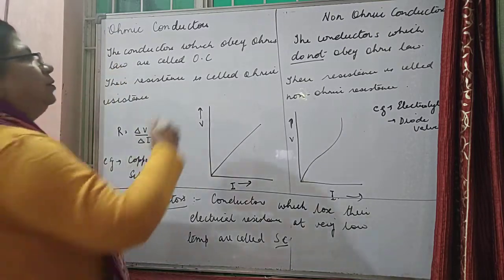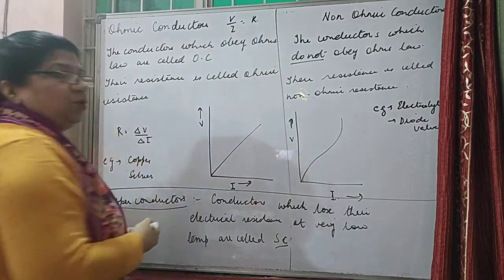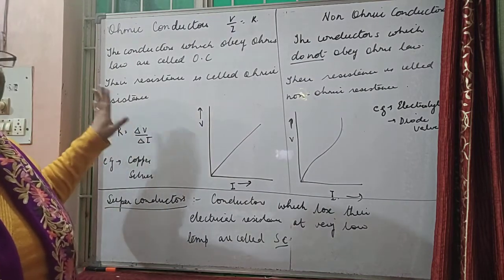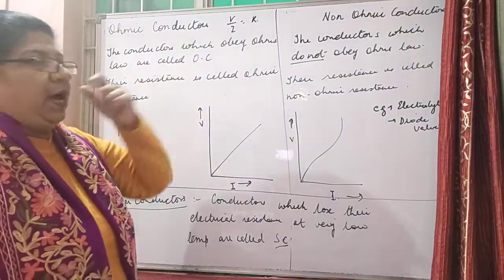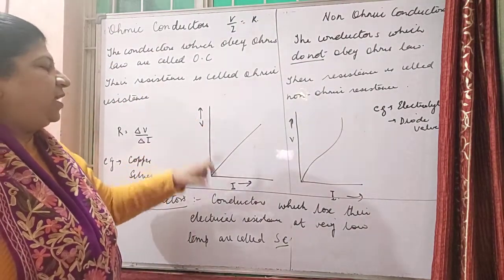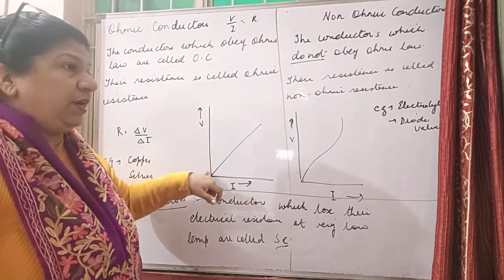Ohm's law is V upon I is equal to R. This was the Ohm's law which we proved, right? So the resistance is called the ohmic resistance. That means V upon I is R, the ratio of V and I is a constant. So that means the graph between V and I is a straight line curve. It is a linear curve or straight line curve.